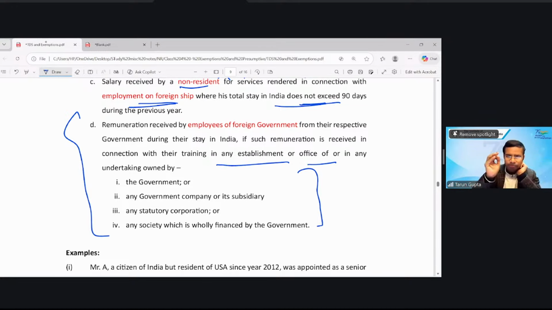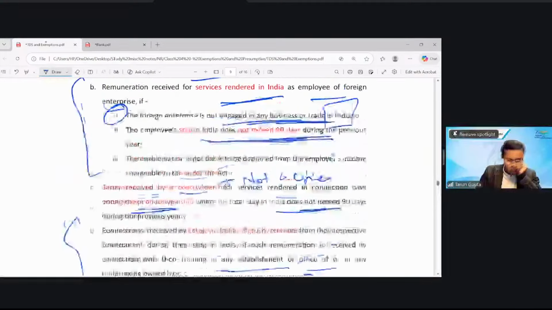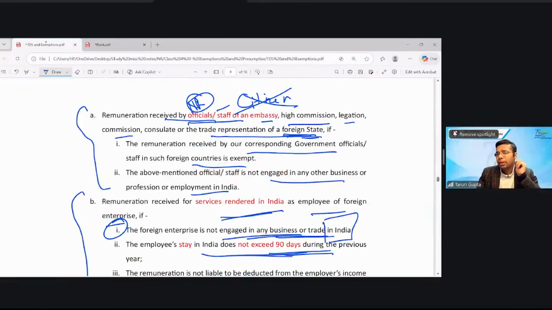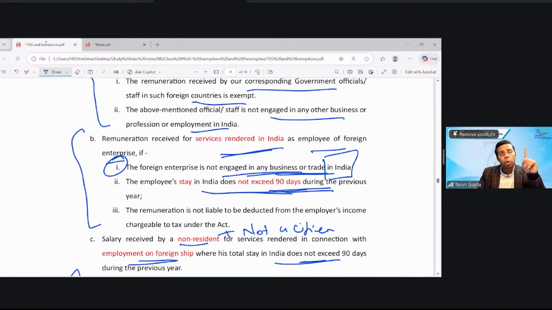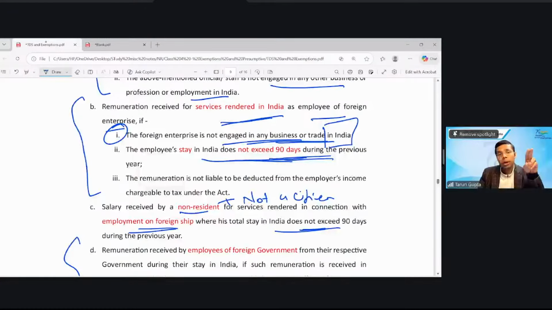Okay, you with me? So, 4 types of exemption are provided in case of salary. First, employees of the embassies, quid pro quo. Second, important one, the employees of a foreign enterprise. If the foreign enterprise is not doing any business in India, the stay is up to 90 days. And lastly, the remuneration being paid to this employee is not deductible against the Indian taxable income of such foreign enterprise, if any.